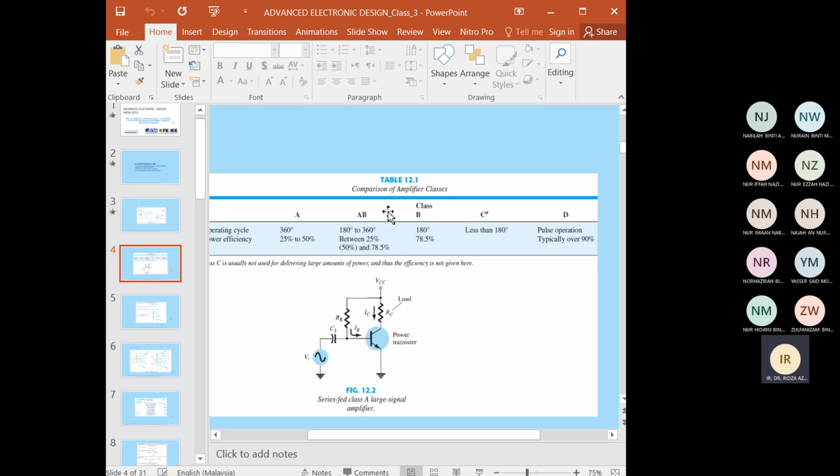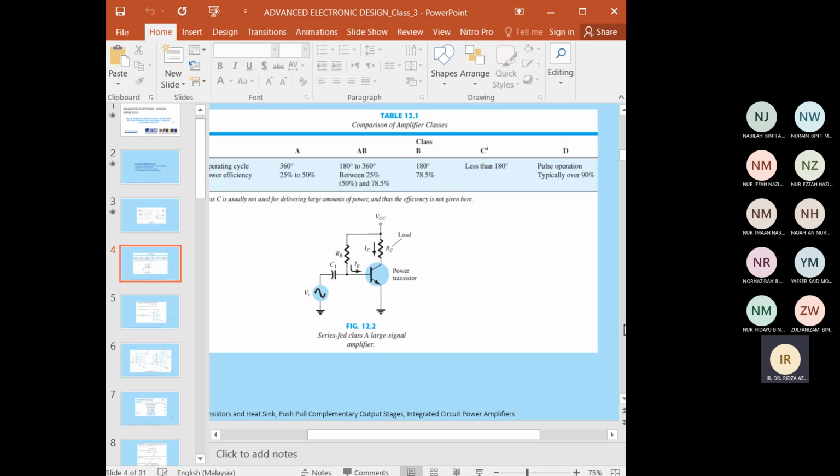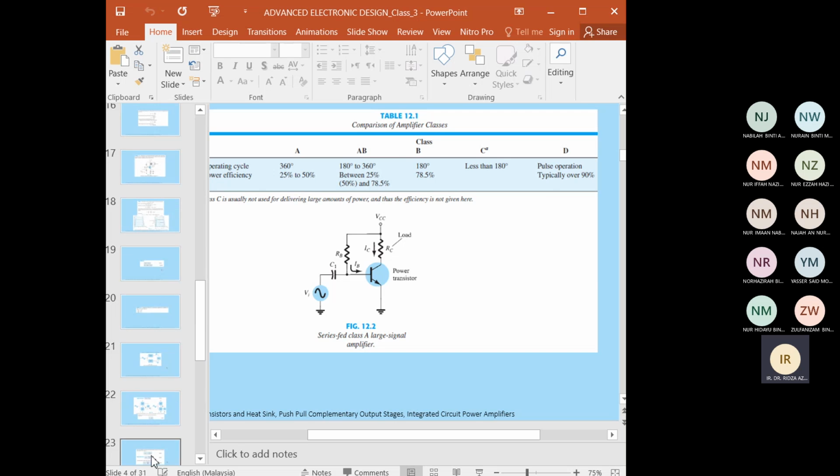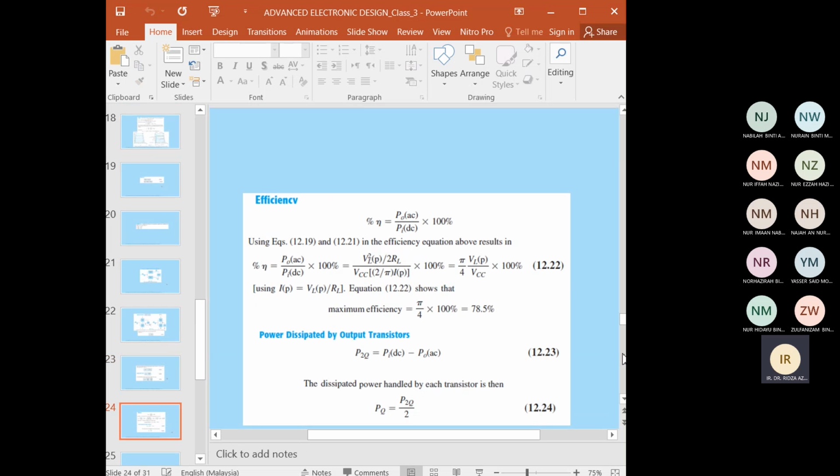Okay, for class B, the power efficiency is 78.5%. So, okay, how the table is obtained, this is how they derive it. The percentage efficiency is equal to P output over P input multiplied by 100%.